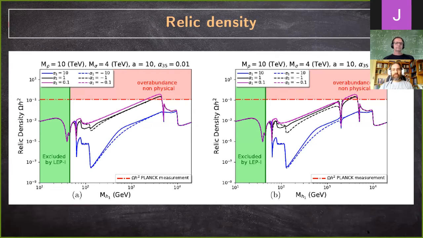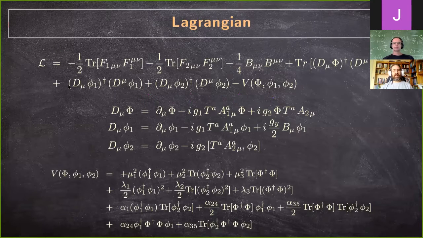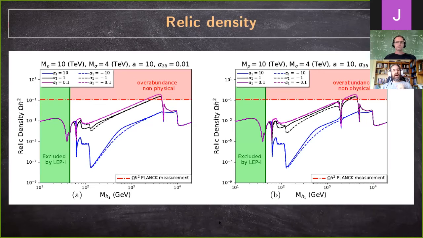This picture shows some predictions of relic density for several values of some coupling constant. Alpha 1 is the coupling constant which relates the scalar triplet with the Higgs bosons. And this is the mass of the dark matter candidate. We see that for representative values of the parameters, we achieve the observed relic density, we saturate the relic density at masses of the order of a few TeV.